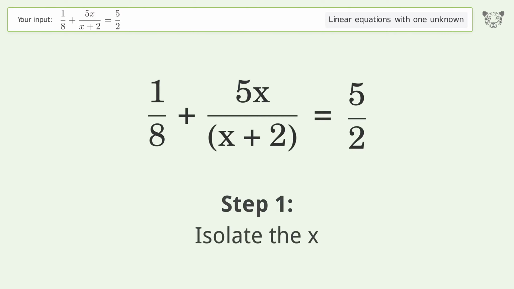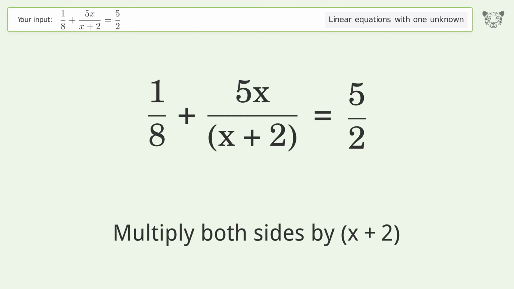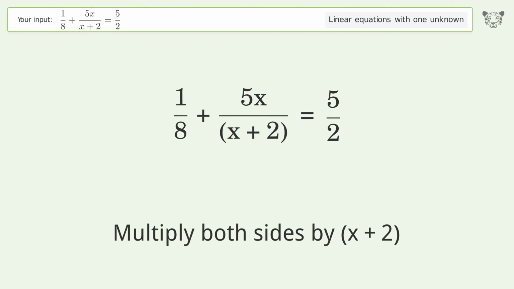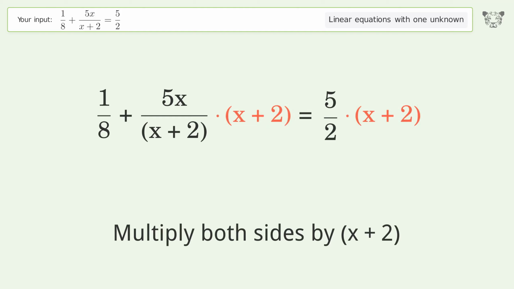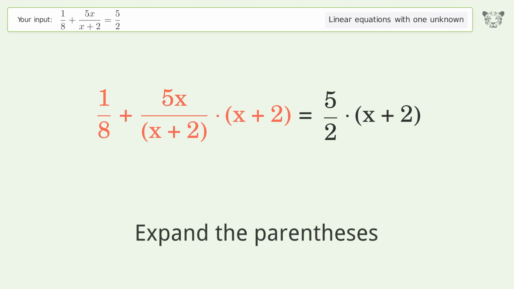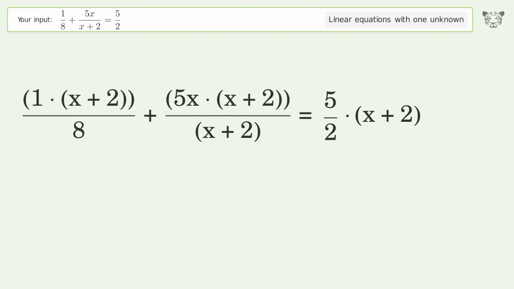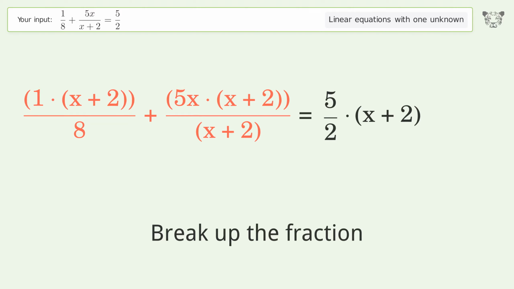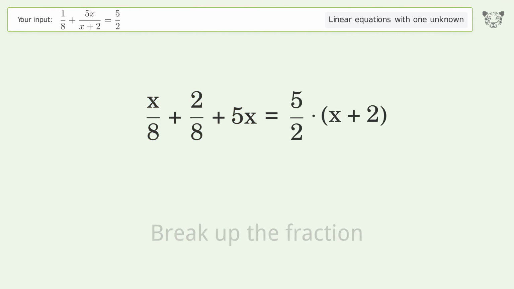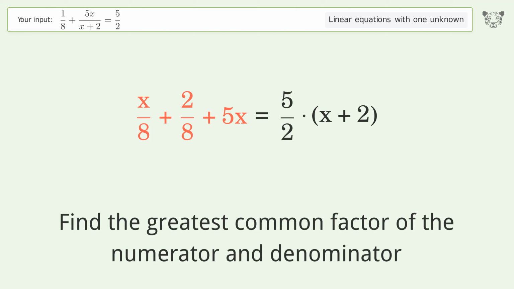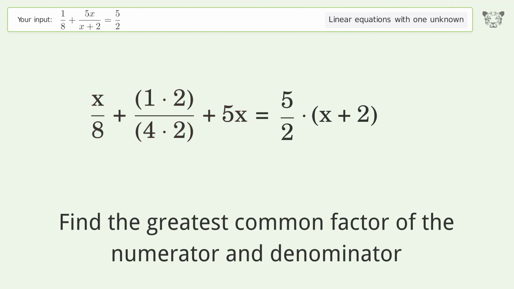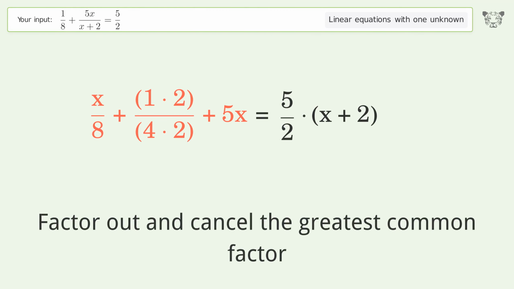Isolate the x. Multiply both sides by x plus 2. Expand the parentheses. Break up the fraction. Find the greatest common factor of the numerator and denominator. Factor out and cancel the greatest common factor.